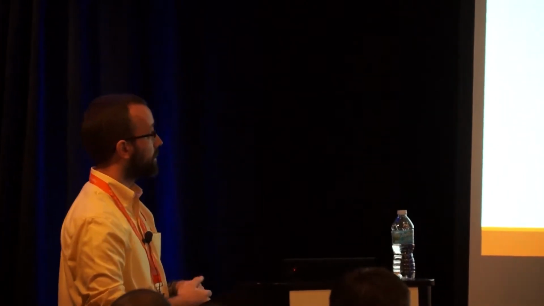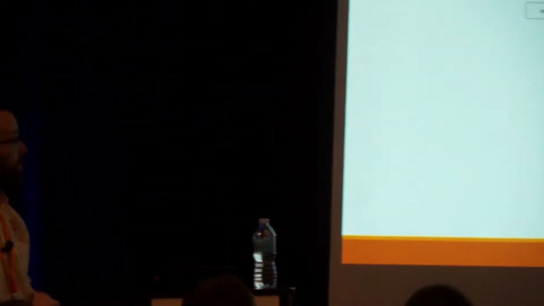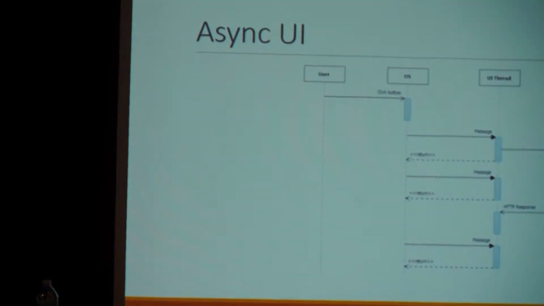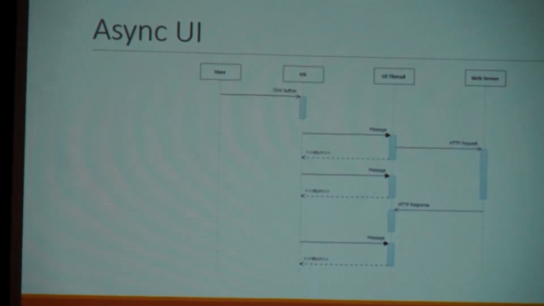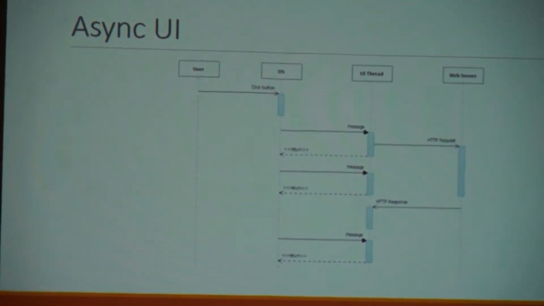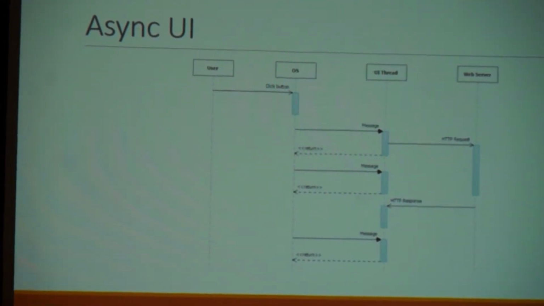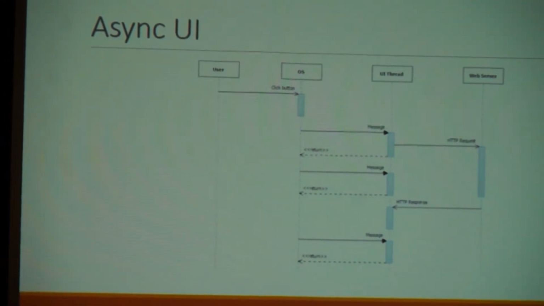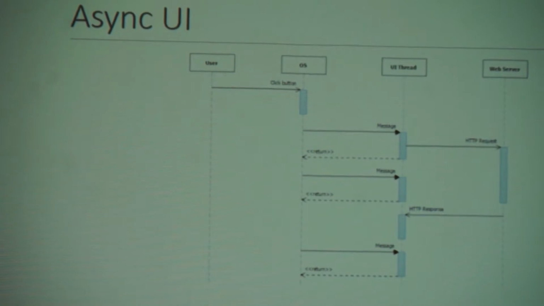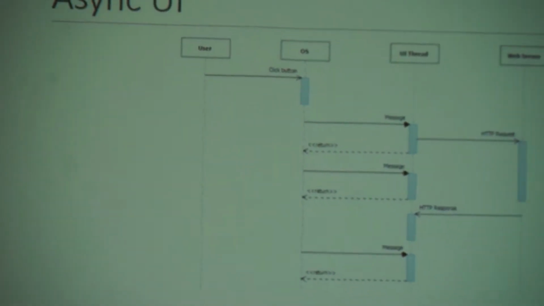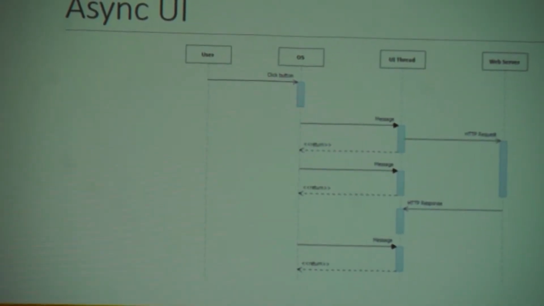So here's what an async UI application is going to look like. Same thing, we've got the button click going from the user to the operating system. The operating system sends a message to the UI thread, which kicks off the HTTP request. But the UI thread can return and tell the OS, yeah, I'm handling it, I'm good. And in the meantime, as we're waiting on that request to come back, the OS can send more messages to the UI thread, which you'll see in an example here in a little bit, like I want to move the window or resize the window or do other things. And it can keep handling those while it waits on the request to come back.